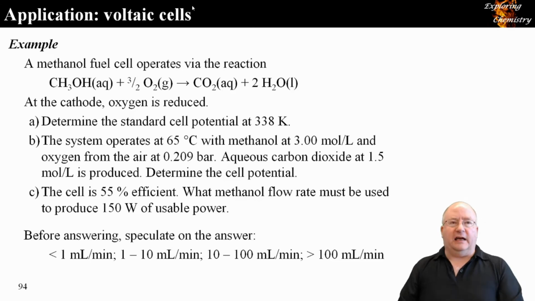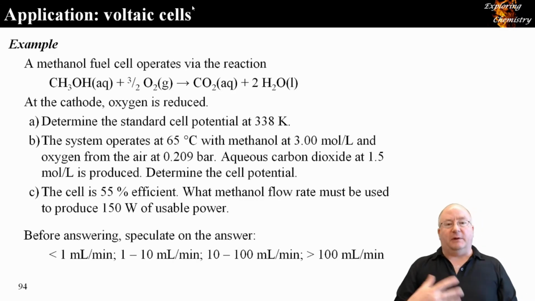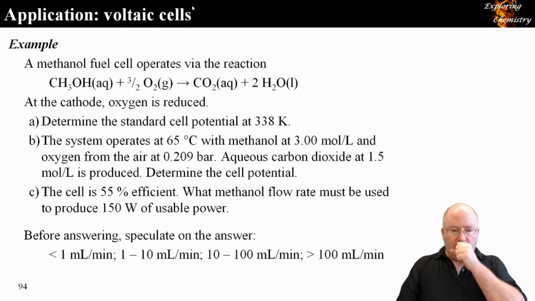Part B is an application of the Nernst equation. 65 degrees Celsius happens to be 338 Kelvin, so that's not a big deal. But you don't have 1 mole per liter or 1 bar partial pressure. You've got different concentrations of the solutions, and oxygen comes from the air, and oxygen in the air is about 0.209 bar. 21% of the air is oxygen. So what is the cell potential under these non-standard conditions?